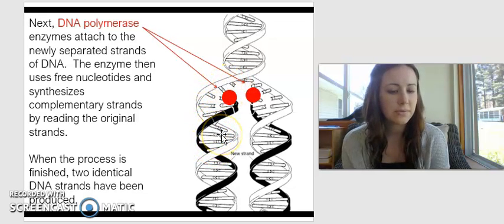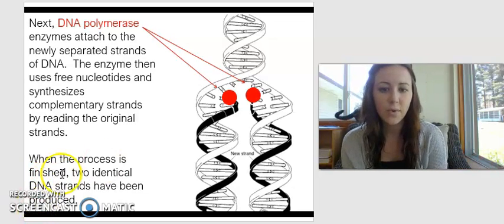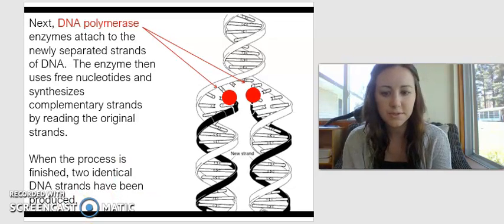Remember, we talked about the fact that DNA replication is a semi-conservative process, meaning that you have the template strand already from the original DNA molecule, and the DNA polymerase is going to use that original strand in order to create the new strand. So you'll still have your same composition of A's, T's, G's, and C's, but remember, we need to replicate it in order to be able to pass on the genes and the DNA onto the daughter cells. When the process is finished, 2 identical DNA strands will have been produced.